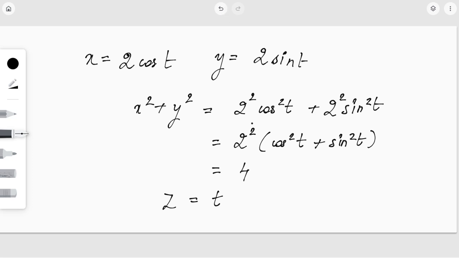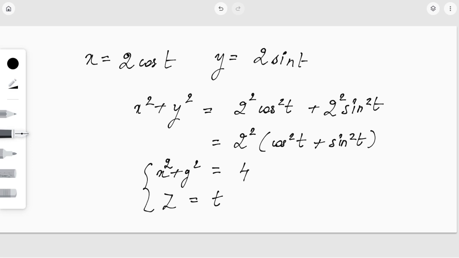Now x square plus y square is equal to 4 is the equation of a circular cylinder. We are all familiar with this equation. So x square plus y square equal to 4 is a circular cylinder whose radius is 2. Now when we combine these two equations, that is x square plus y square equal to 4 and z is equal to t, we will get a set of circular cylinders along different values of z. So it will basically form a circular helix.